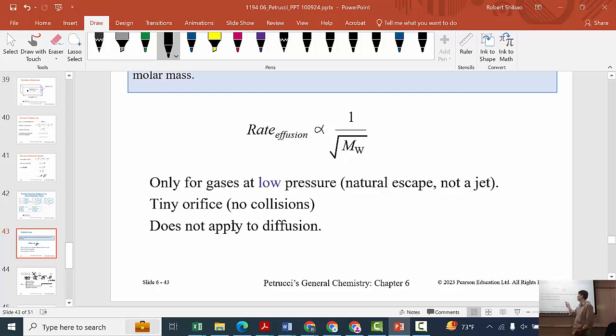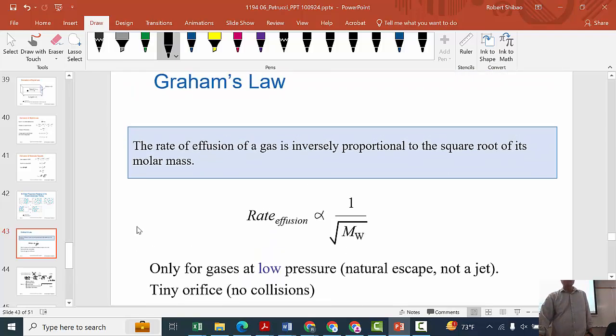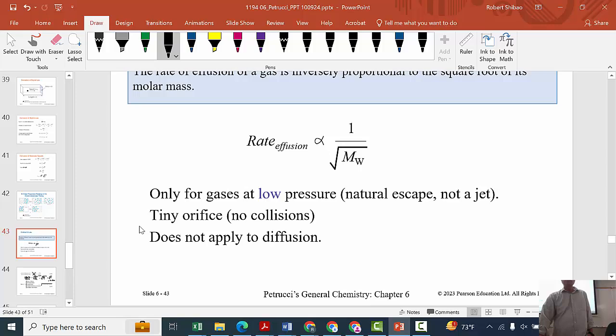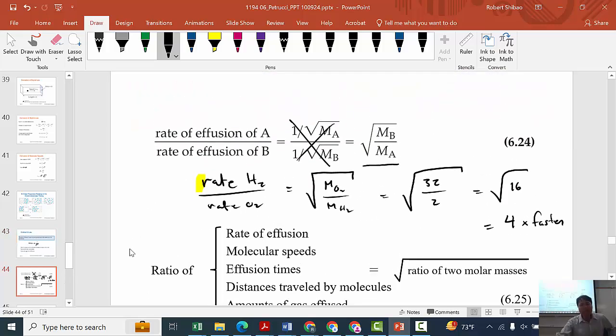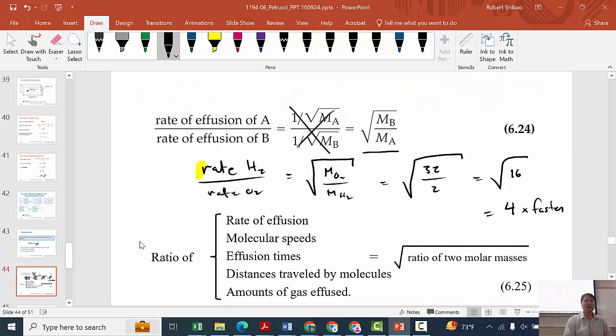Only for gases at low pressure. And then there's a tiny orifice, so there are no collisions within the orifice. And then it does not apply to diffusion, because if it applied to diffusion, then you'd have to worry about all the collisions and whatnot. And so we're just trying to make it simple. Is this useful? Yeah, really useful. This is called Graham's law, Graham's law of effusion and diffusion.